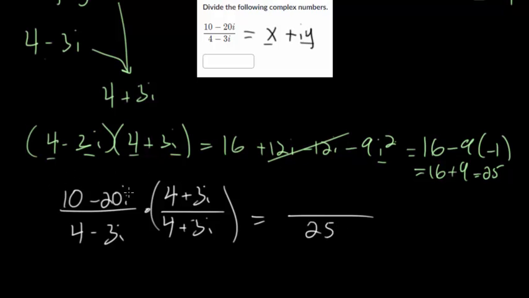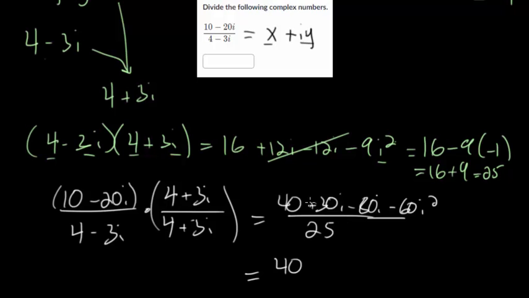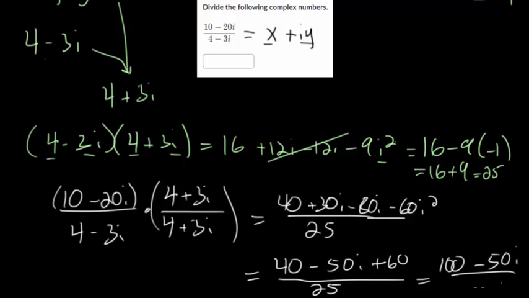Now in the top, we're going to use our FOIL method, or distribution. So 10 times 4, that's 40. 10 times 3i, that's 30i. Minus 20i times 4 would be minus 80i. And lastly, minus 20i times 3i would be minus 60i squared. Now simplifying, you have 40. This becomes minus 50i. And then i squared is negative 1, so this is minus 60 times negative 1, which just becomes plus 60. Then all over 25. And so the numbers simplify: you get 100 minus 50i over 25.